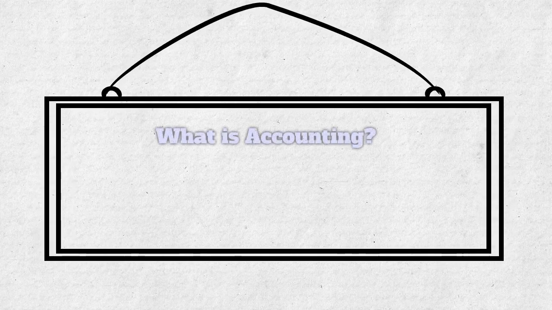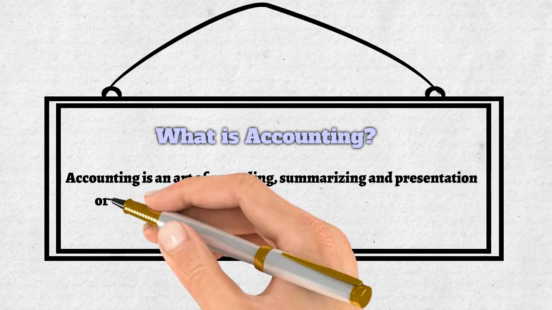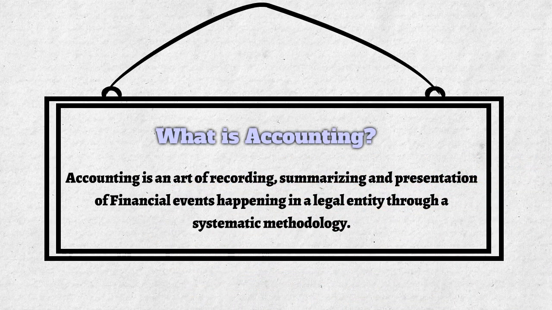So if I try to summarize this accounting definition, accounting is what? Accounting is the recording, summarizing and presentation of what? Of financial transactions or financial information of an organization. But do remember, it should be recorded in a systematic manner. And in accounting, we have to follow specific standards or regulations.